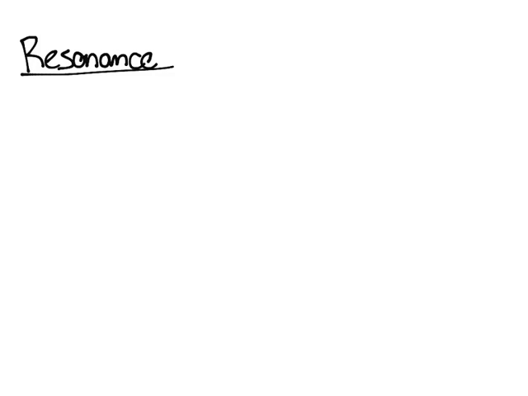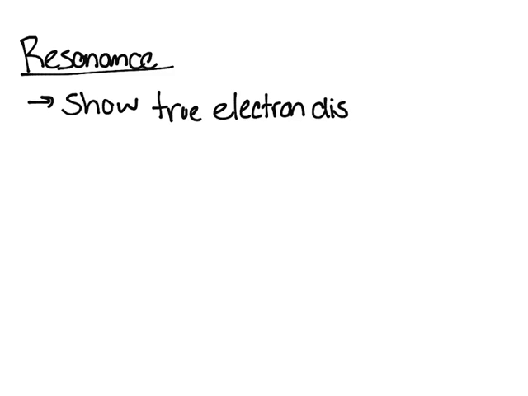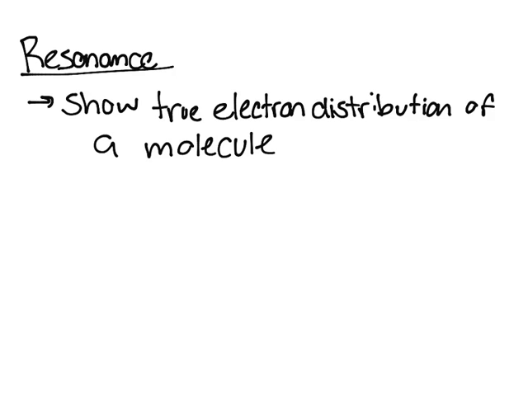So in this video, I want to talk about resonance. And resonance is a really important concept to understand for orgo because you'll be using it throughout the rest of your studies with organic chemistry. So resonance is a method to show true electron distribution of a molecule. And so it's essentially a hybrid.